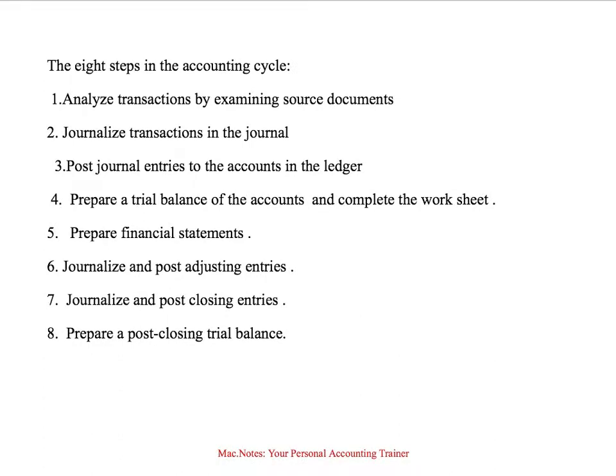Now, the 8 steps in the accounting cycle are, number 1, analyze transactions. And we do that by examining a source document. A source document is initiated by the transaction. If we buy goods from a supplier, they give us an invoice, that is a source document. And that then allows us to record the transaction in the records. If we sell to a customer, we provide them with an invoice, we keep a copy, that is a source document. We use these source documents to journalize.